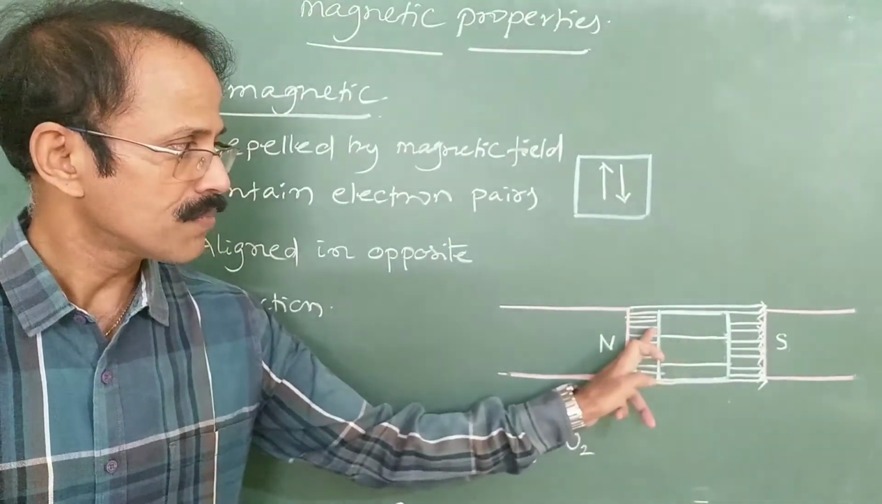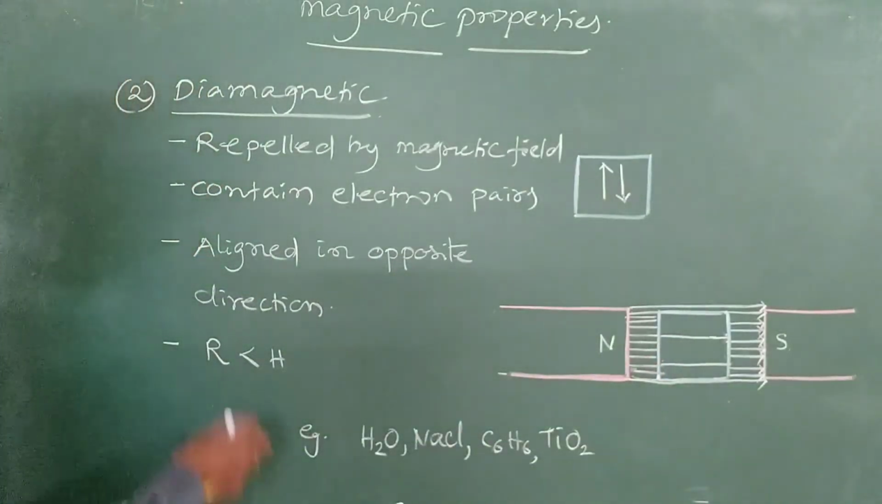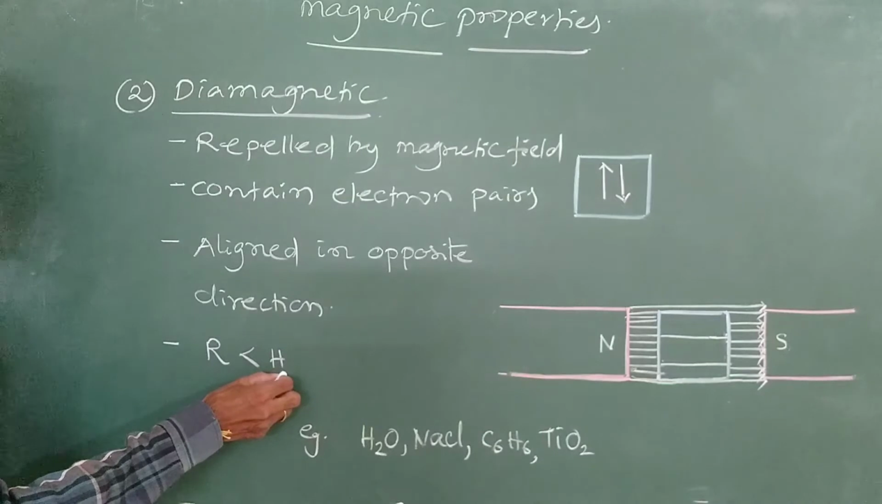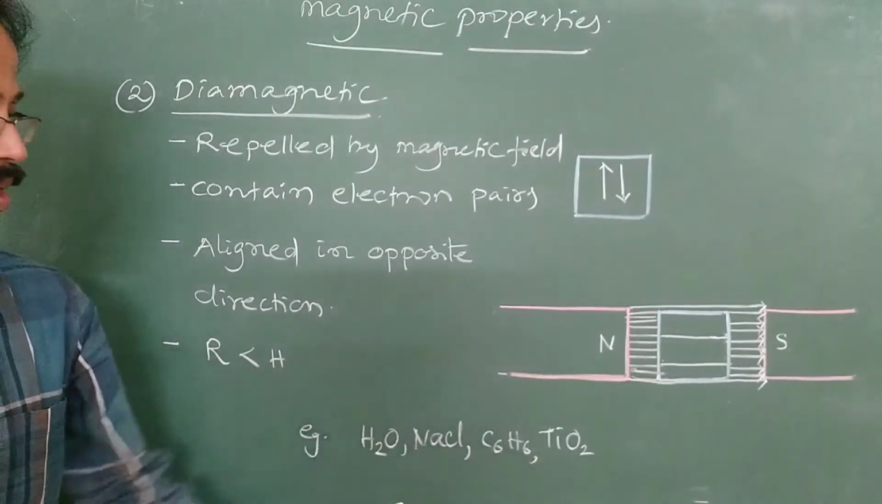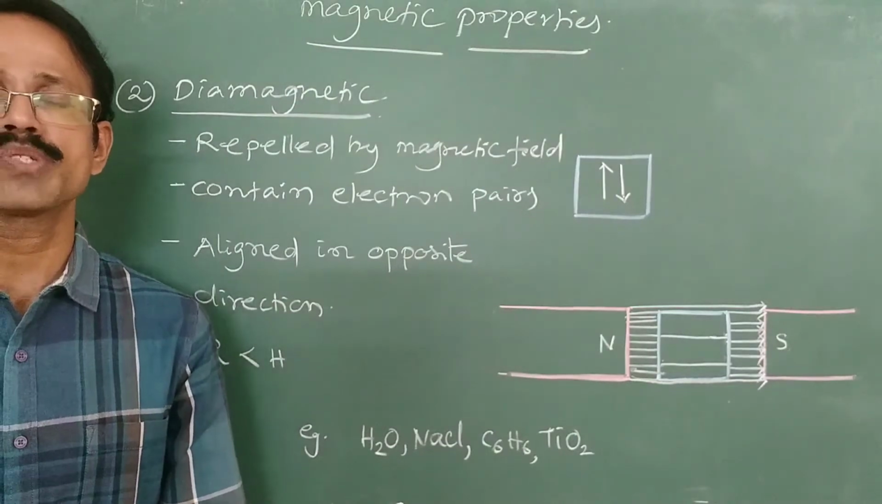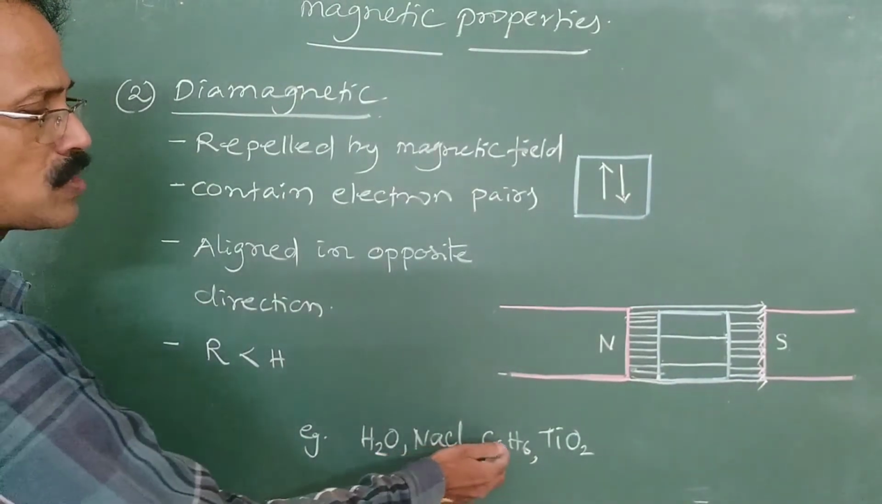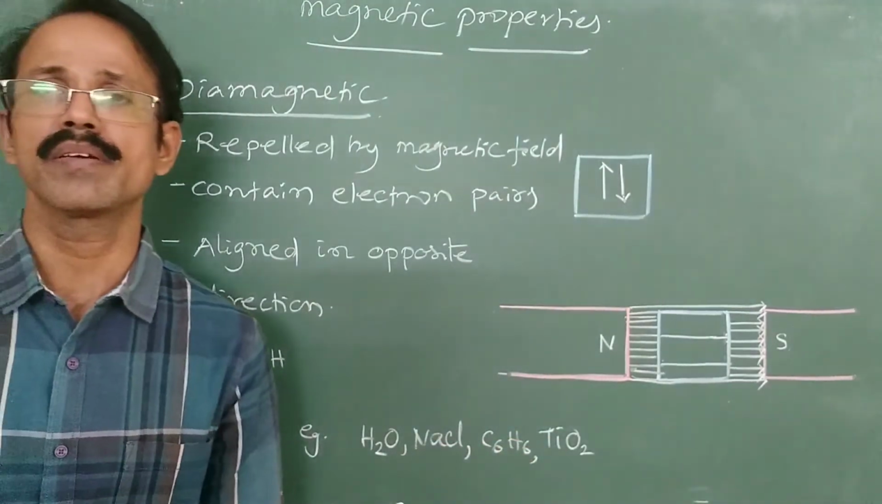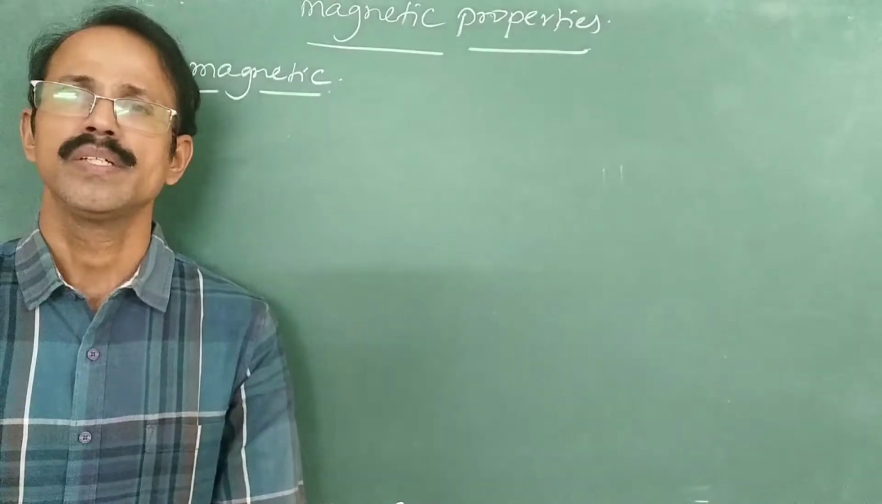This is the resultant field and this is the applied field. So the resultant field here is less than the applied field H. Here I have given some examples for diamagnetic substances. They are water, sodium chloride, benzene and titanium dioxide. So these are some of the examples for diamagnetic substances.